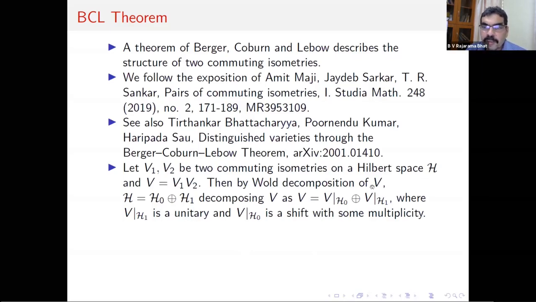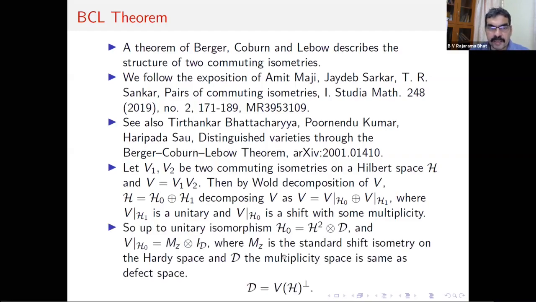By the Wold decomposition, you apply the Wold decomposition for the product. So we have two commuting isometries, V1 and V2. Look at the product. H decomposes as H0 direct sum H1. So one part is unitary, the other part is shift. So it's just the Wold decomposition for the product. See what it means for V1 and V2.